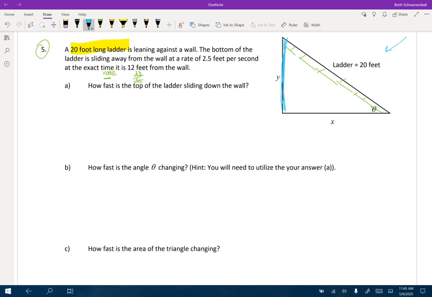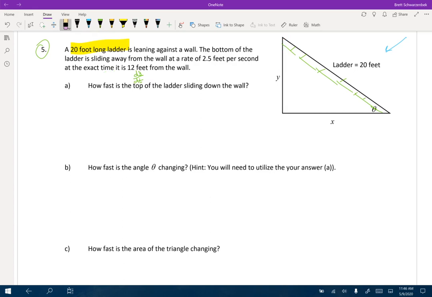Another thing that's important is what is given. It actually gives you two pieces of information about the bottom. It tells you at the exact time that this is 12, it's actually sliding at a rate of 2.5. If this is the length and the slide is dy/dt, I said that wrong, but good enough, that means if this length is 12, the rate at which it's moving is dx/dt. So if I could create a formula with x and y that also has a dy/dt and a dx/dt, then I am going to be good as gold to do this problem.